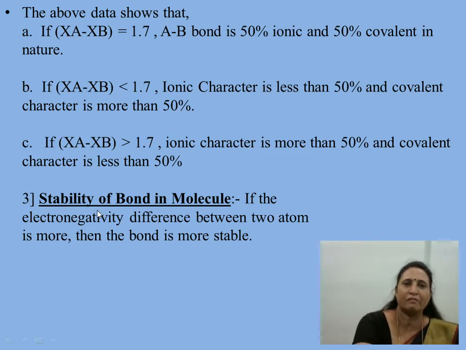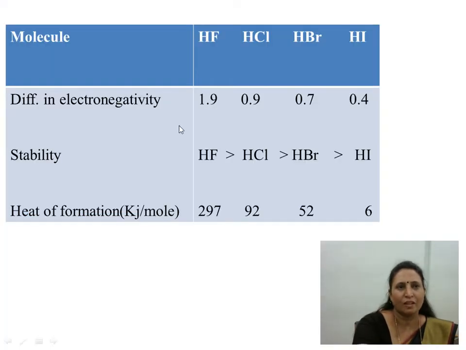Now the third chemical behavior or application is that from the electronegativity value, one can identify the stability of a bond in a molecule. So we can determine the stability of a bond in a molecule. If the electronegativity difference between two atoms, suppose A-B, is more, then the bond is more stable. Now this table gives an idea about the electronegativity value differences, and then depending upon that, what will be the stability and the energy required for the formation of this bond.